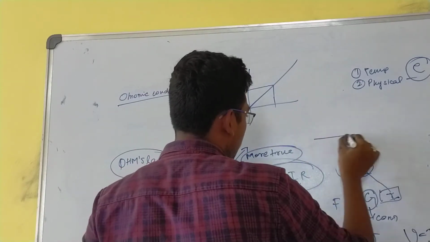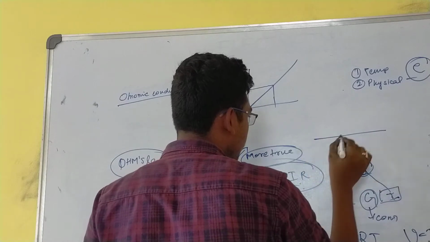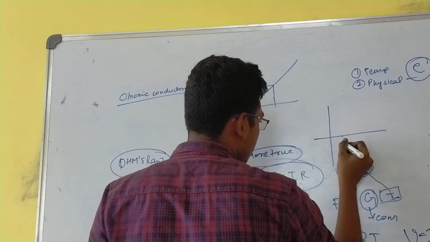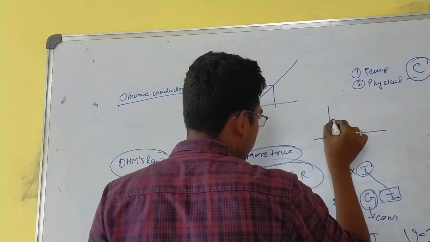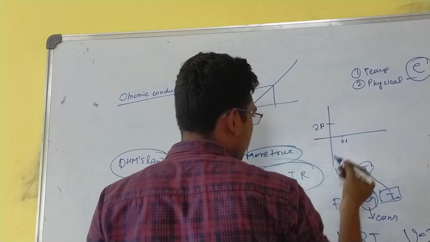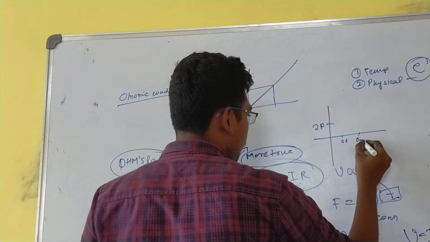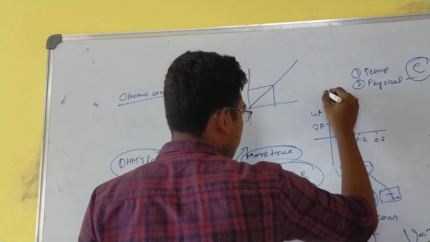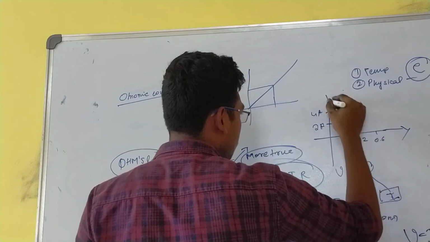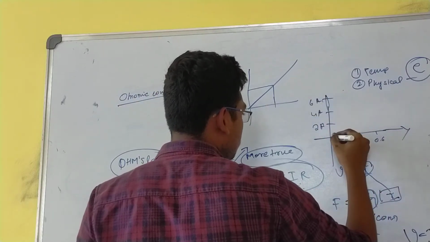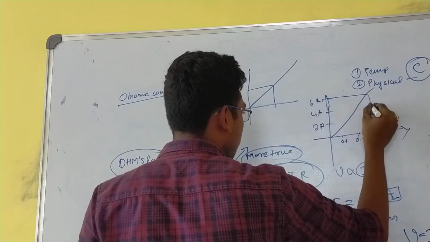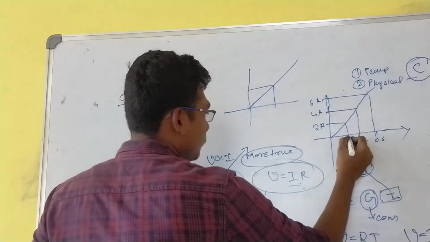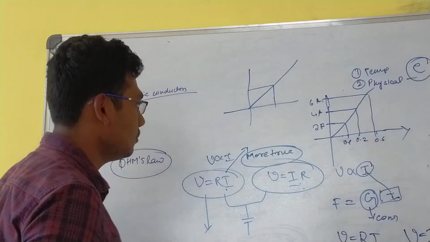For example, we take a piece of copper and apply a very small voltage across it. Assume 0.1 volts, and the current is 2 amperes. We again increase the voltage to 0.2 volts, and the current will be 4 amperes. Then 0.3 volts gives 6 amperes. Like this, if we draw a graph, we can easily obtain a straight line going through the origin.